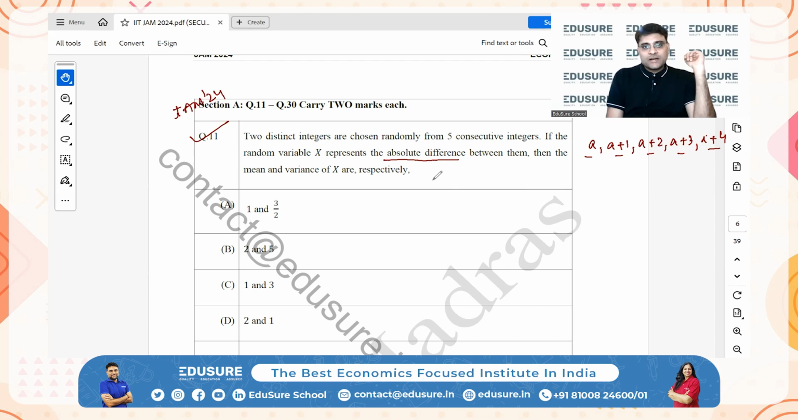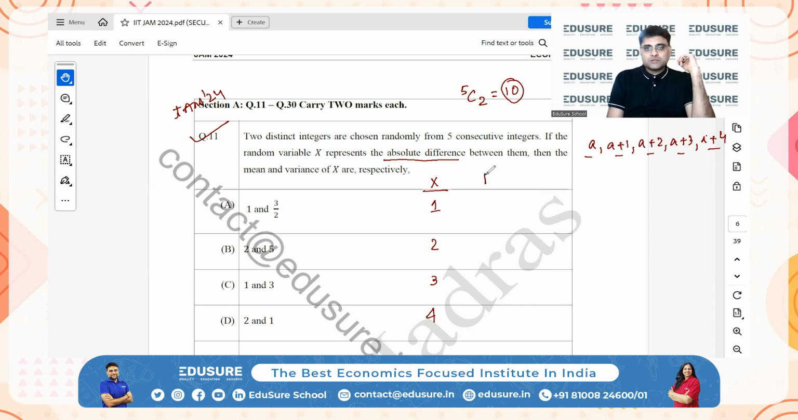Now, let x denote the absolute difference between the two. If I select two integers out of this, how many total cases? 5c2, so 10 is the total number of cases. The difference can be 1 or 2 or 3 or 4.